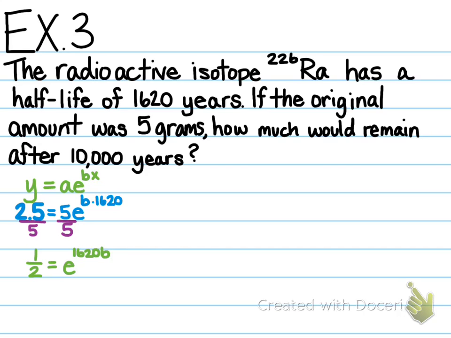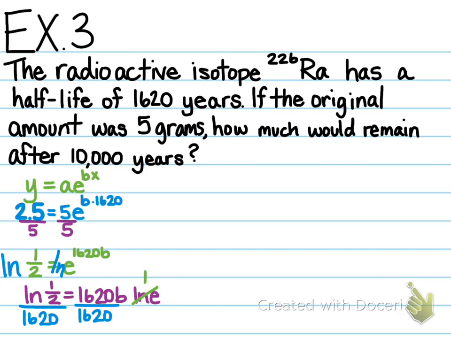So I need to take the log or natural log of both sides. Since there's an e, I'm going to use natural log. So natural log of 1/2 equals 1620b times ln e. And remember that ln e just turns into a 1. Then I'm going to divide by 1620.